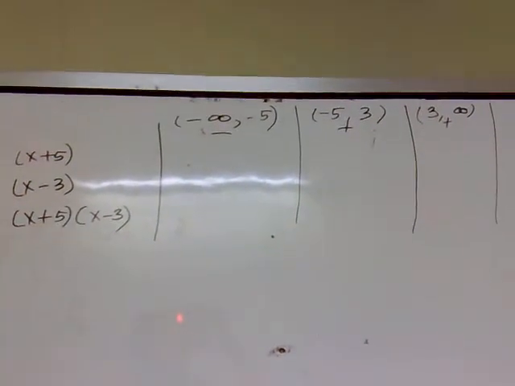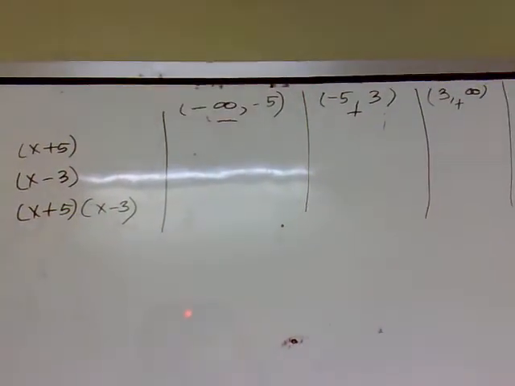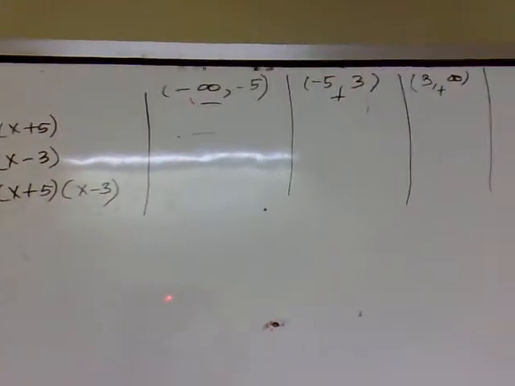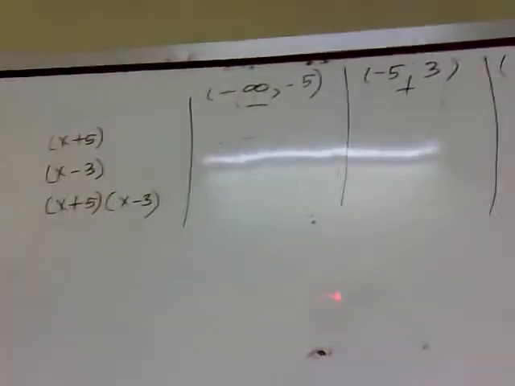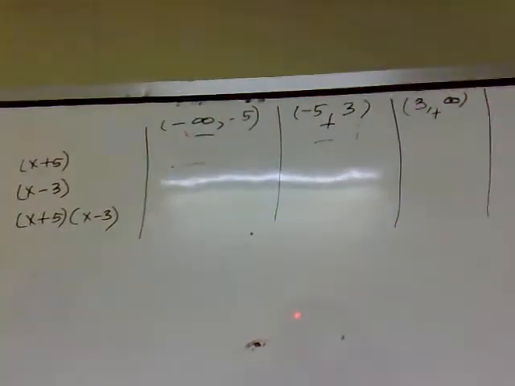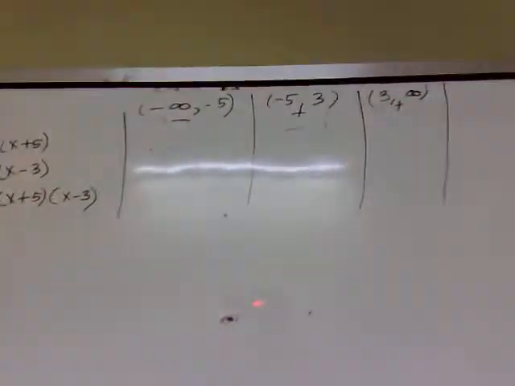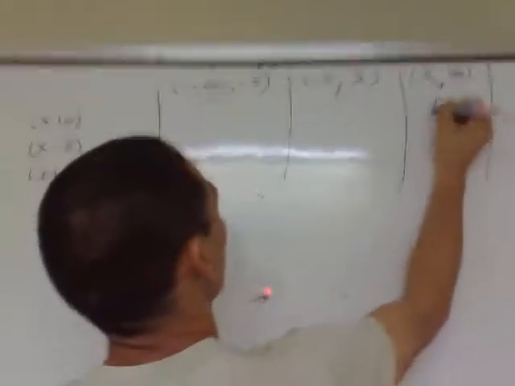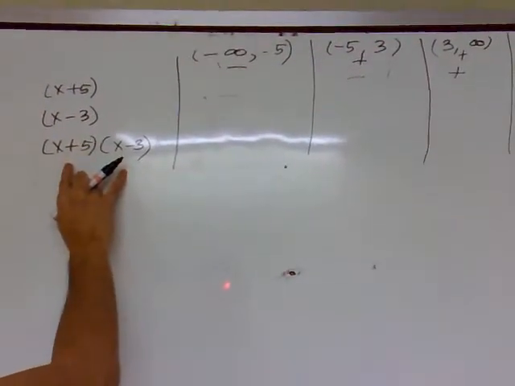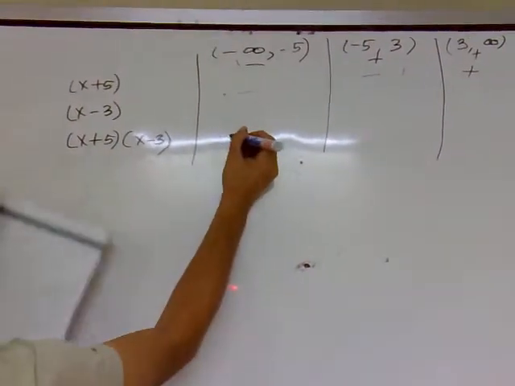Now, moving to x minus 3. I'm going again with negative 4. Negative 4 minus 3 is negative 7. Therefore, negative. Then I'm going to set 0 here. 0 minus 3 is negative 3. Therefore, negative. Then I will set 4 between 3 and positive infinity. 4 minus 3 is 1. Therefore, positive. Now, since it's multiplication, negative times negative is positive.